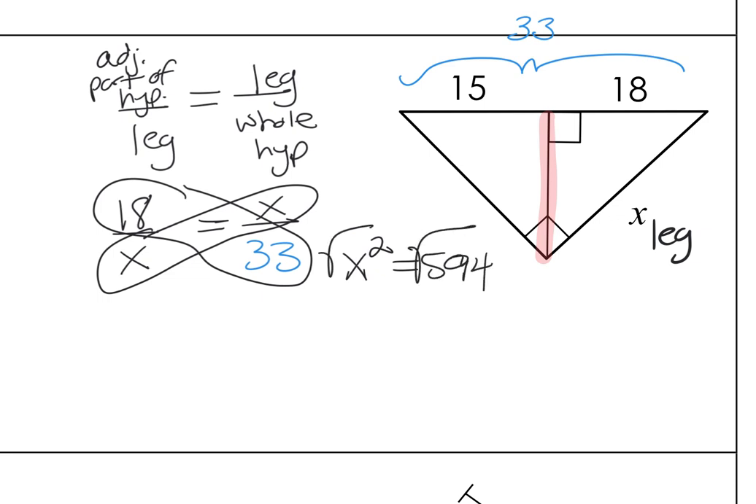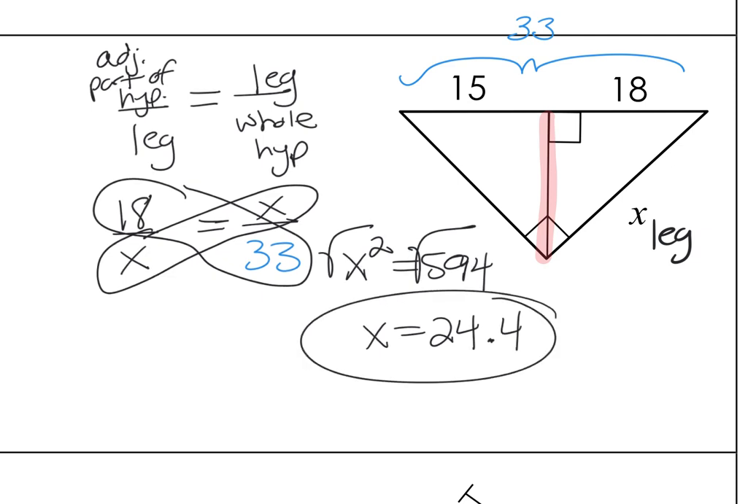Square root both sides. We'll round. I get x is 24.4. Same kind of thing, guys. I do want to make sure that that is a logical answer.